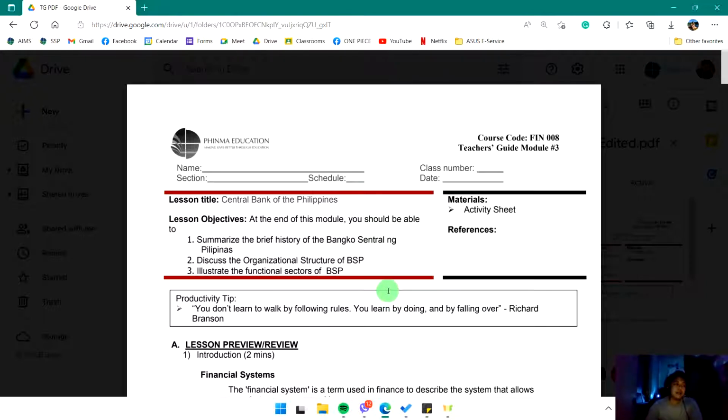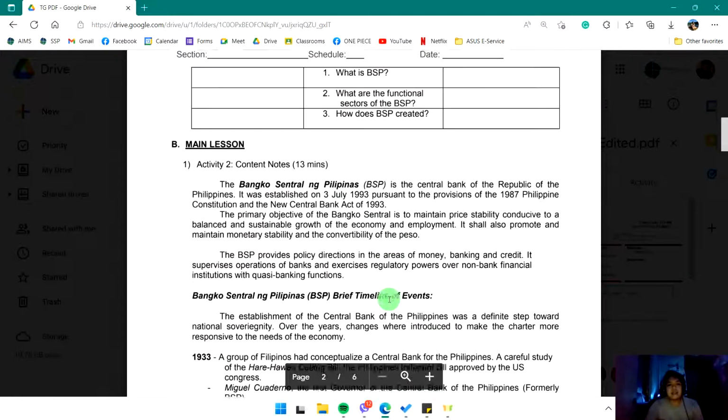The last time, in our previous discussion, we talked about the financial system of the Philippines, the definition of BSP, Bangko Sentral ng Pilipinas, Central Bank, and the different kinds of banking institutions that we have. So now, we will give emphasis on the Central Bank of the Philippines, and also on the different functions and kinds of banking institutions.